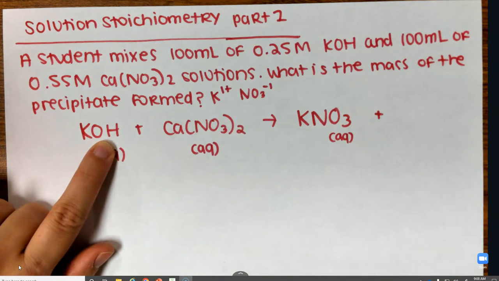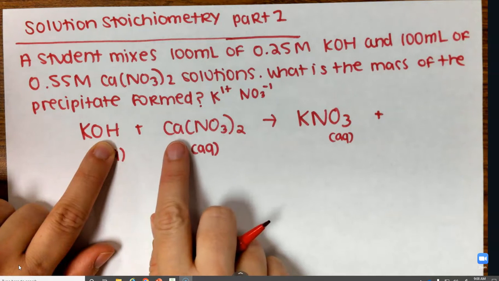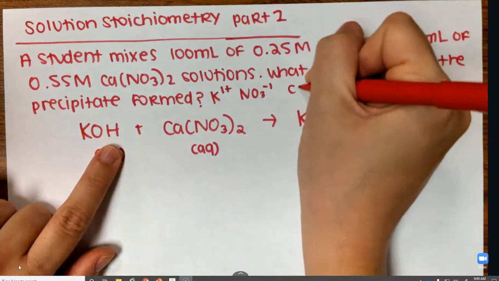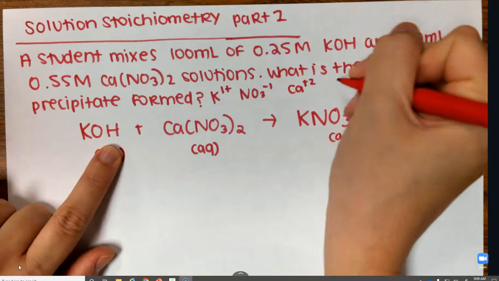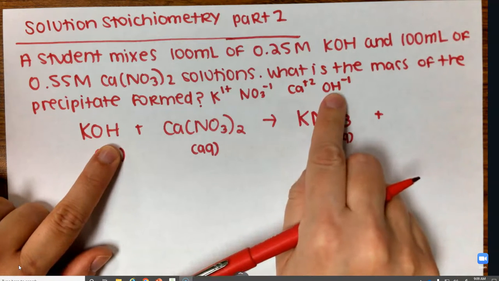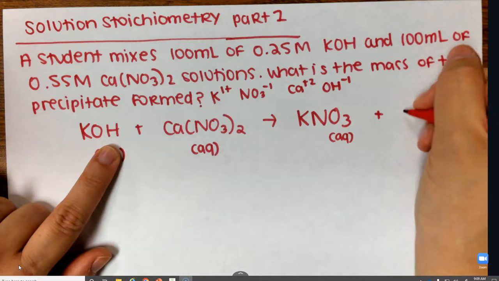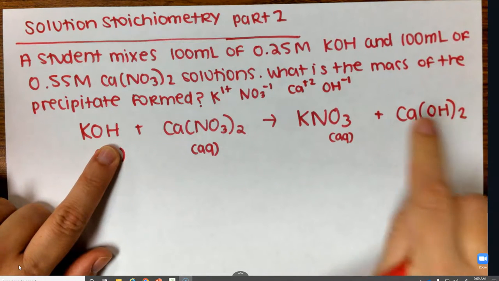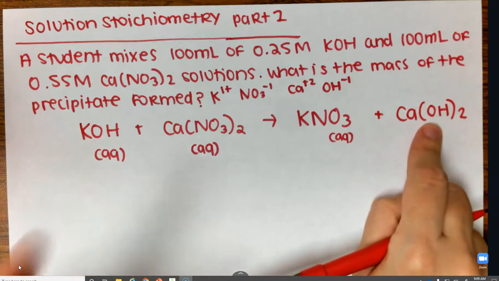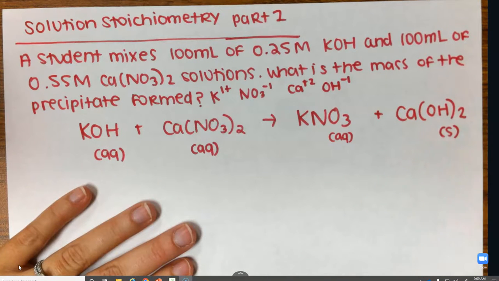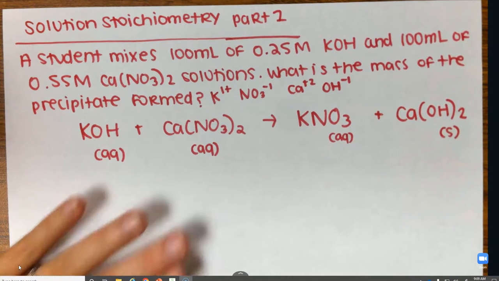they will react, but we always have to write the cation first. So calcium comes first. Now calcium has a charge of +2. Hydroxide has a charge of -1. So I need 2 hydroxides for every 1 calcium to make those charges neutral. So it is that. And neither calcium nor hydroxide have a NAPS ion, so we can assume that's our precipitate or our solid.